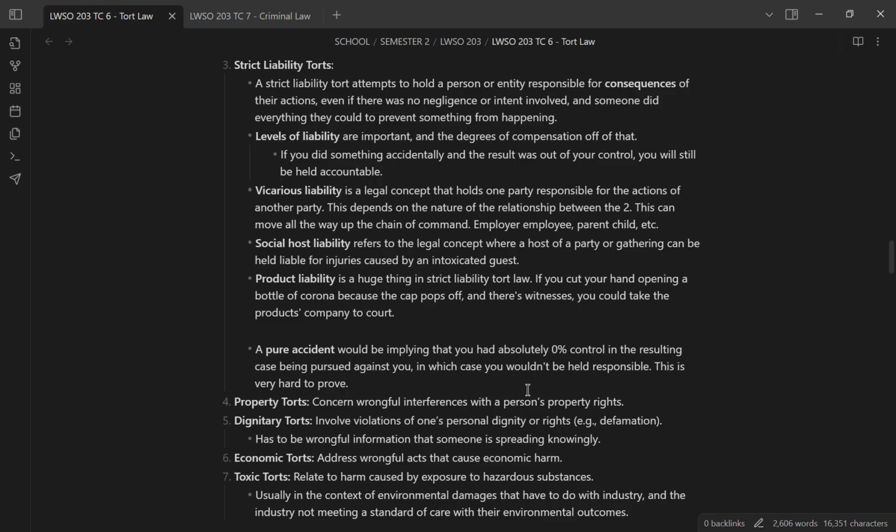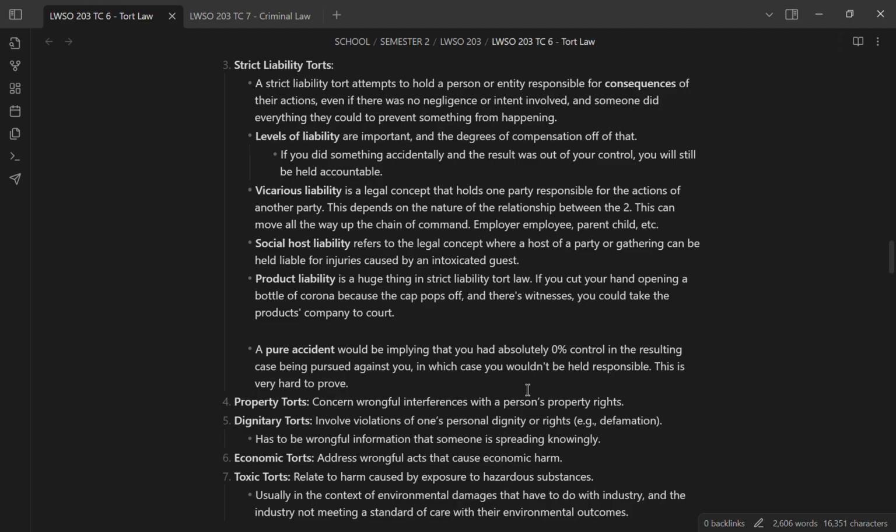Social host liability. It's the legal concept referring to a host of a party or of a gathering, or the owner of a bar or the bartender, for example, being held liable for injuries caused by someone who is intoxicated. So again, if you're hosting house parties, you better be careful, because you can get cooked if your guest does something messed up.